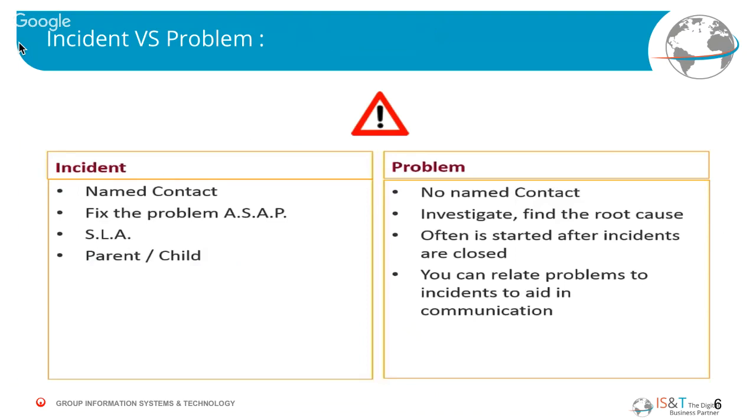In the incident, we have to fix the problem as soon as possible. There is a service level agreement, the SLA. In problem, we must investigate, find the root cause, and find a solution. So generally, it will take more time than an incident. For incidents, you can link them together as incident child and incident parent, if they are about the same event, of course. You cannot link problems together, but you can relate problems to incidents to aid in communication.